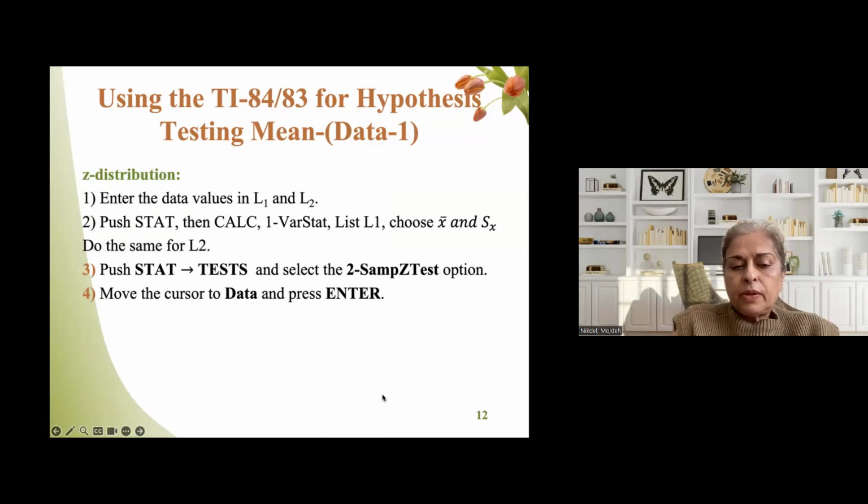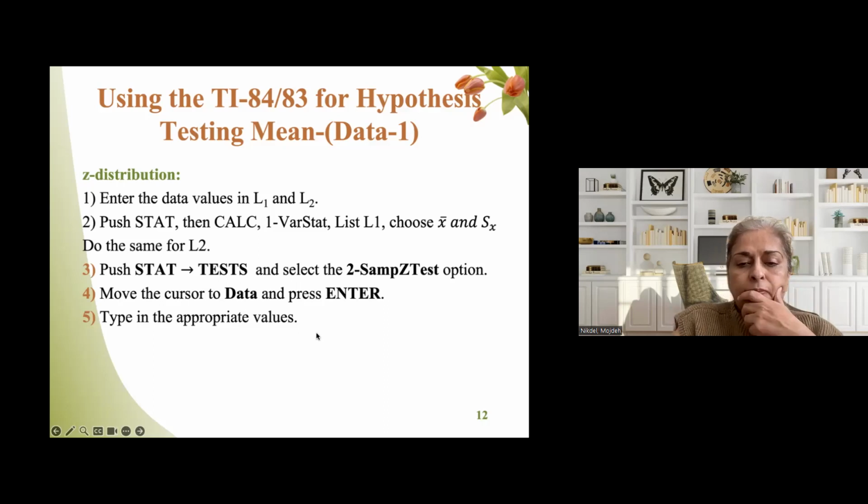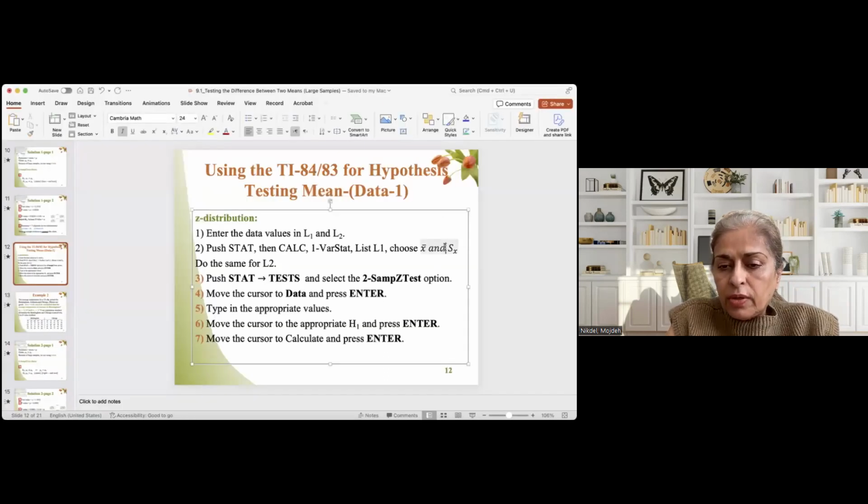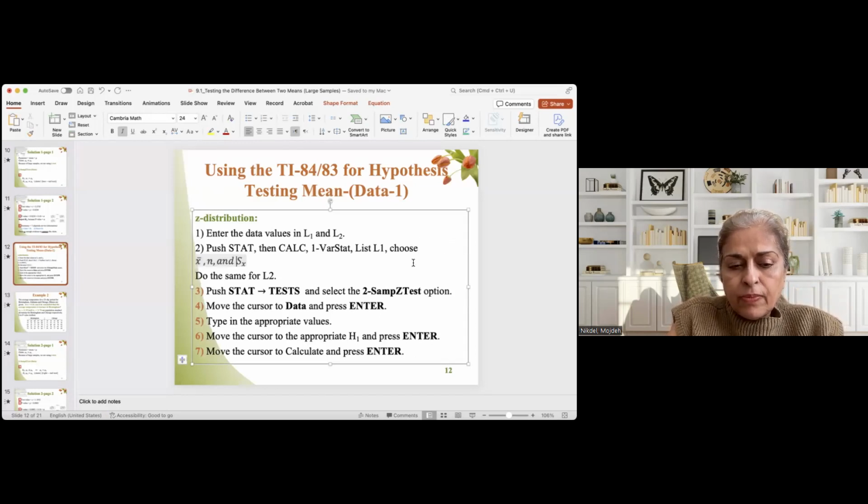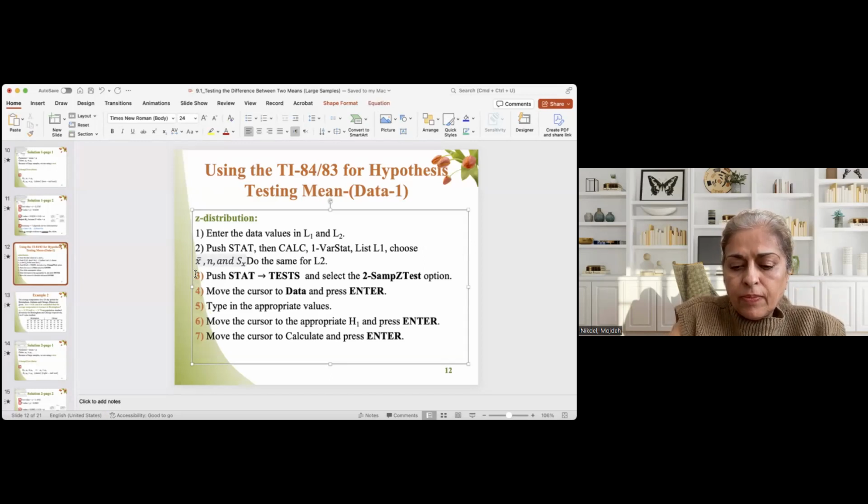Here at data, type in the appropriate value. When it says type in appropriate value, for list 1, you have to put your x bar, your Sx, and n also. You need the sample size n, and you do the same thing for L2. Choose x bar, n, and Sx.